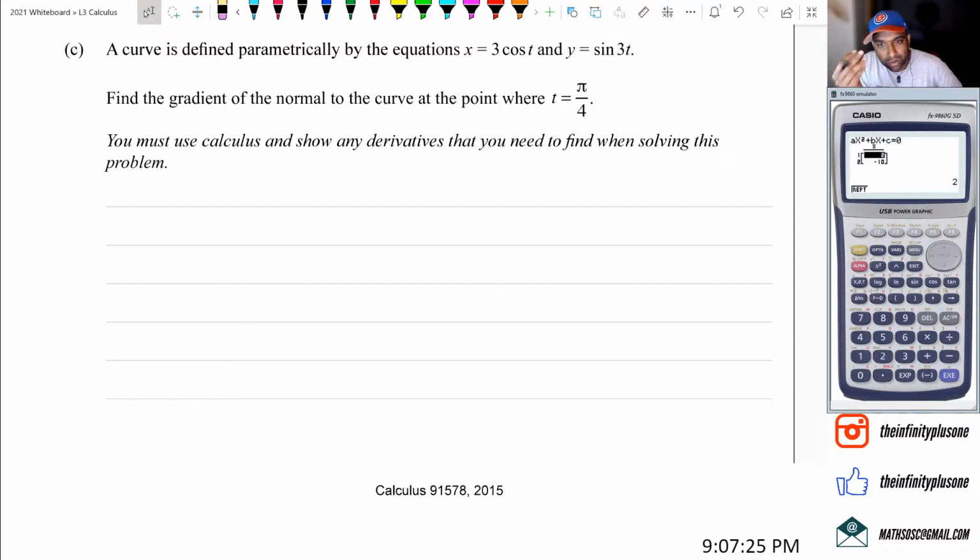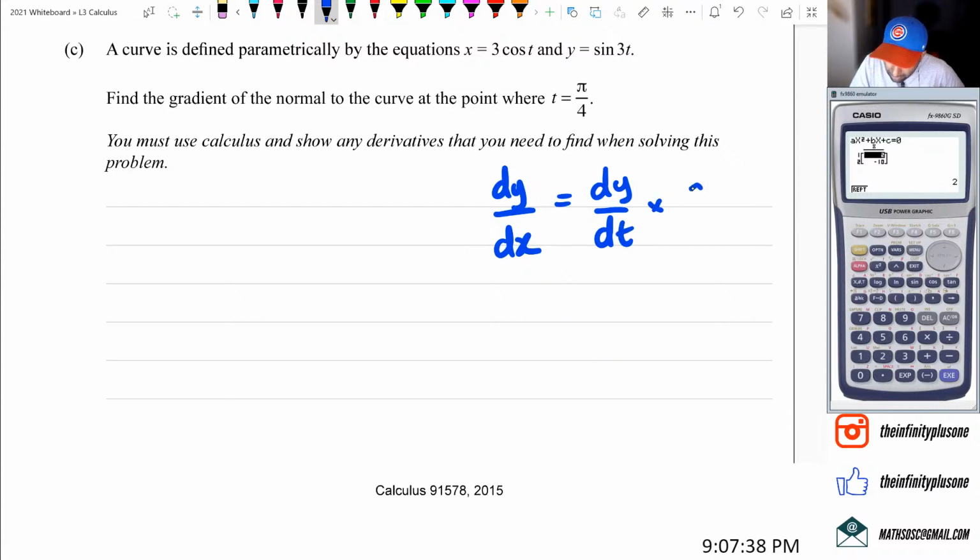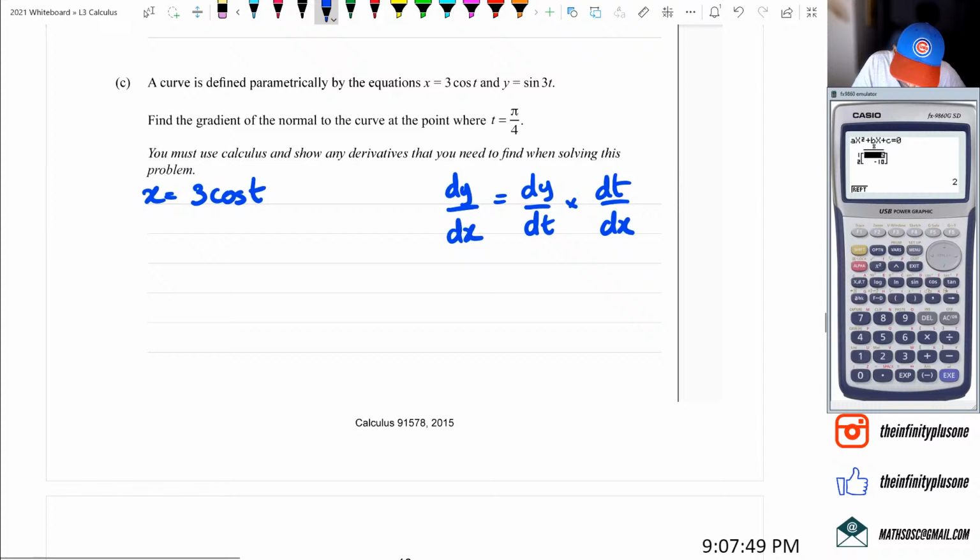Now remember, parametric equations are kind of like your base for rate of change questions. Because if you think about it, with parametric equations, dy dx is equal to dy dt multiplied by dt dx. So you've got to find dx dt and then flip it upside down. So what we've got is x is equal to 3 cos t, which means dx dt is equal to negative 3 sine t.